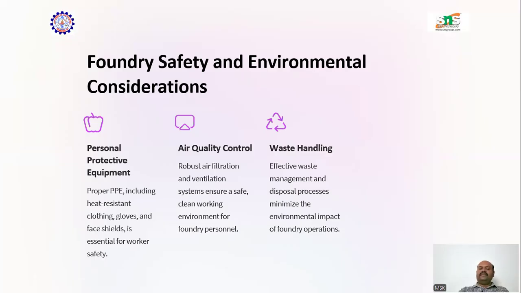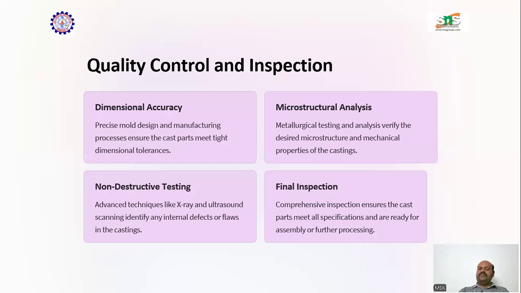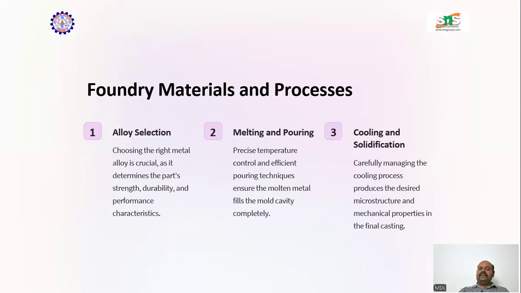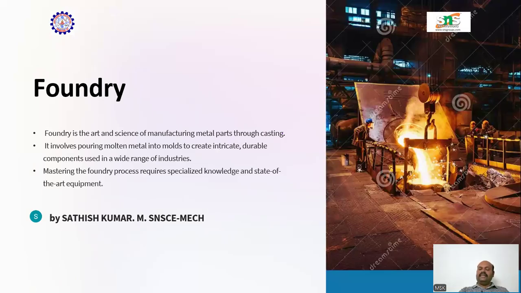Safety and environmental conditions: you have to wear personal protective equipment since you are dealing with high temperatures and hot molten metals. Air quality control is very important. Usually a foundry is a dusty environment where the baked sand flows through the environment, and waste handling is very important. Effective waste handling and disposal procedures have to be followed to avoid environmental impact. So I hope you all understood what a foundry is and what the foundry practices are that have to be followed meticulously to get a quality casting.